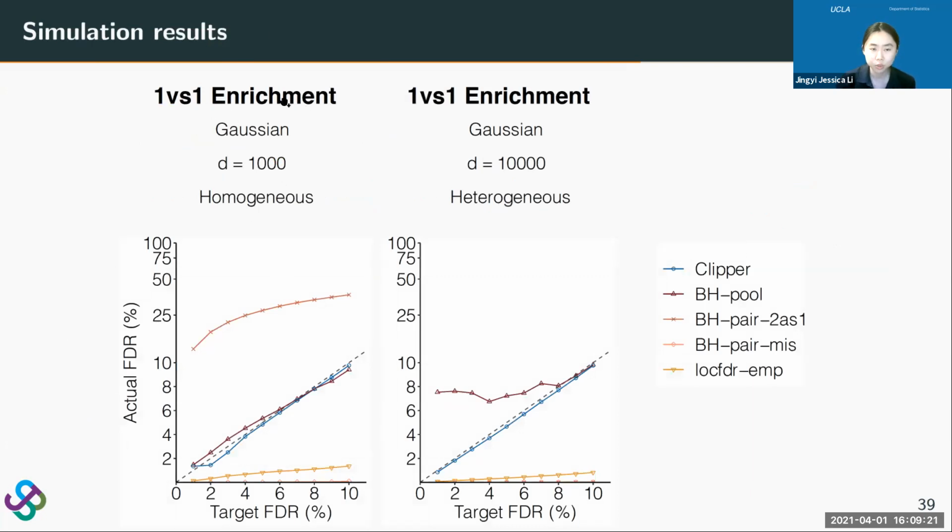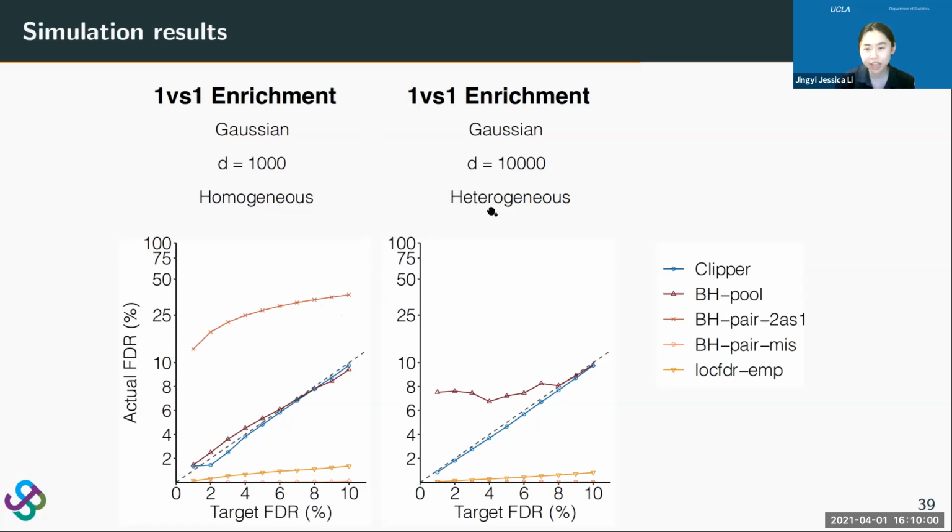So for the 1 versus 1 enrichment analysis, as we expected, for the homogeneous assumption, so this is the condition where BH pool is supposed to work. And indeed, we noticed that when the feature number is not very large, although there's slight inflation in the actual FDR, y-axis, compared to the target FDR, it's not very off, so it's doing reasonable. But what's doing the worst is the 2S1. So if you mistake a 2-sample test as a 1-sample test, as I said in the beginning, the p-values are totally off. And as a result, the actual FDR can be very high.